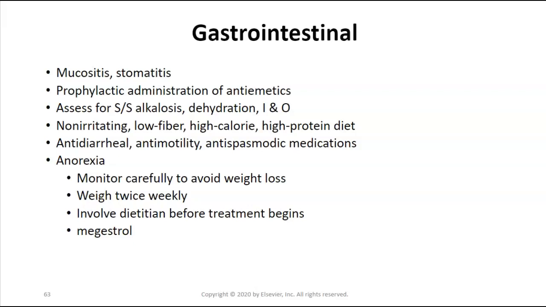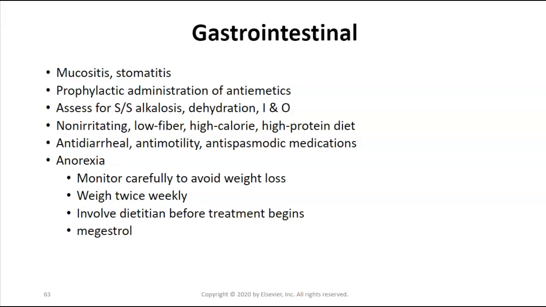For mucositis and stomatitis, we might give them BMX solution, so magic mouthwash. It's betamethasone, Maalox, and xylocaine. Or I'm sorry, not betamethasone, but Benadryl. Artificial saliva can keep them moist. And for their diet, you would want a moist, bland, soft diet.